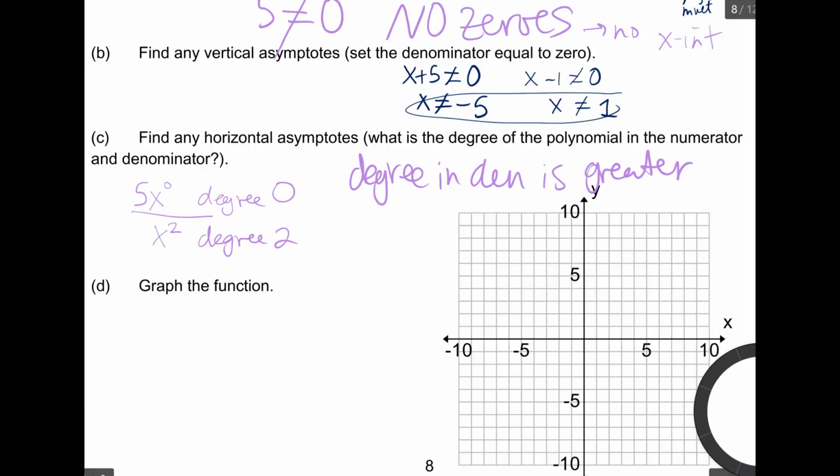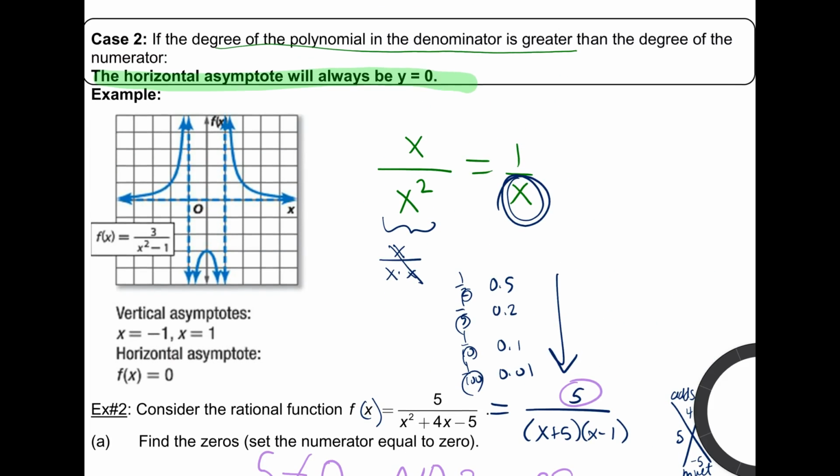My horizontal asymptote? If the degree of the polynomial in the denominator is greater than the degree in the numerator, the horizontal asymptote will be y equals 0.